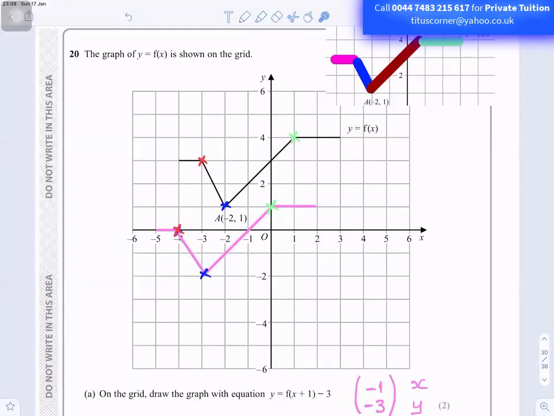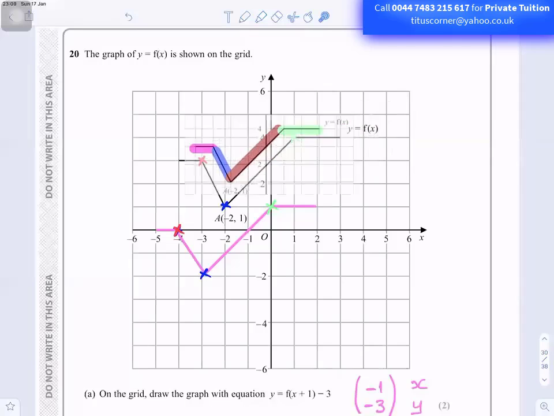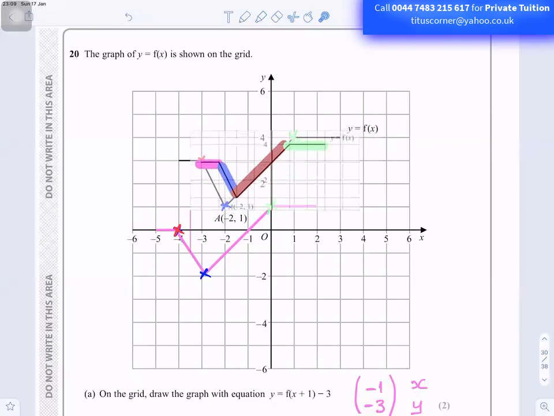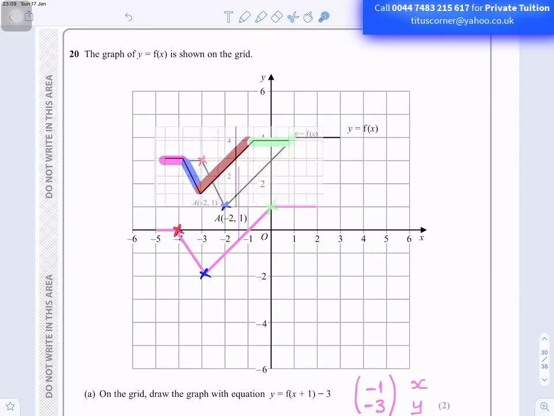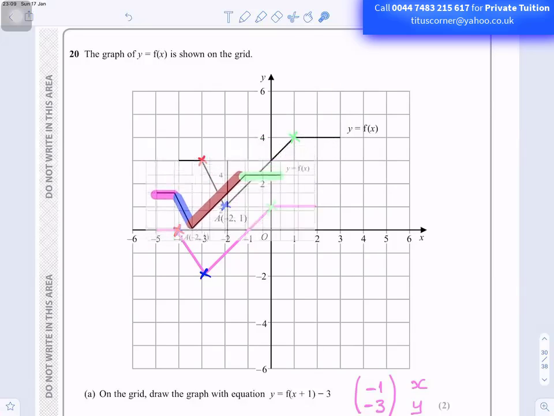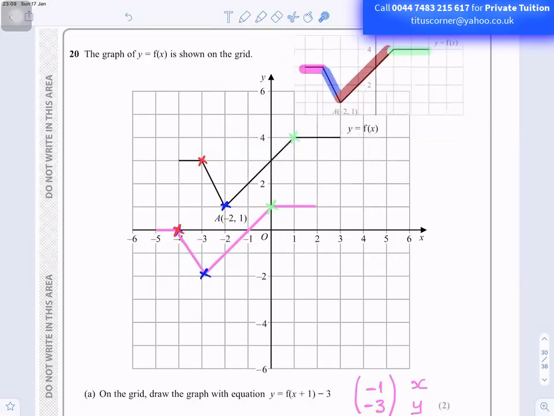Question number 20. The graph of y equals f of x is shown on the grid. On the grid, draw the graph with equation y equals f of x plus 1, minus 3. The plus 1 means you move it to the left by 1, and the minus 3 means you move it down by 3. So you go left by 1 and down by 3. I'm going to animate it there for us to see. This is where we start, and you move it left by 1 and down 3. 1, 2, 3. So that should fit.